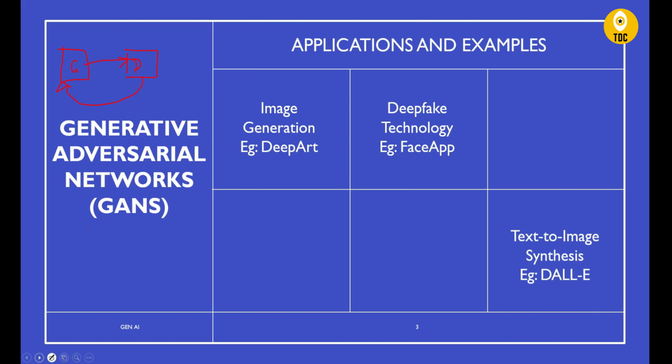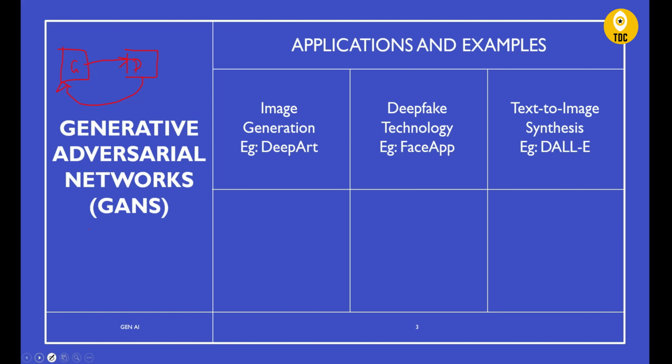And we have text to image synthesis, where we have a famous tool, DALL-E. It is developed by OpenAI, and DALL-E generates images from textual descriptions. For example, given a description like an armchair in the shape of an avocado, DALL-E can create a corresponding image for whatever description you give. So that is what DALL-E does, which we call text to image synthesis.